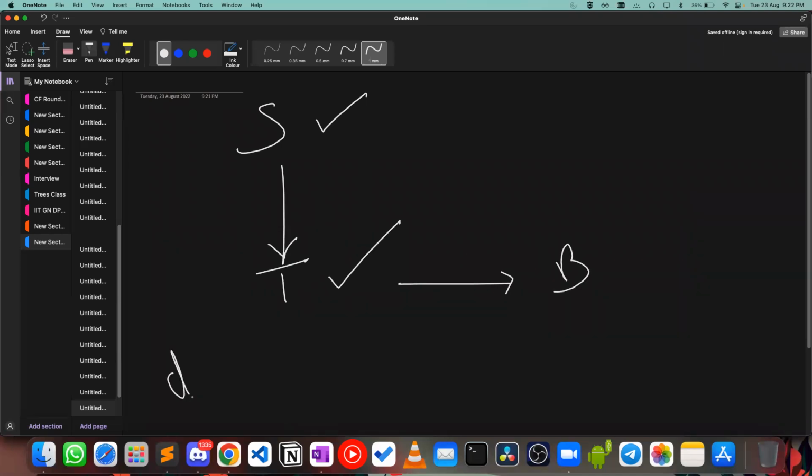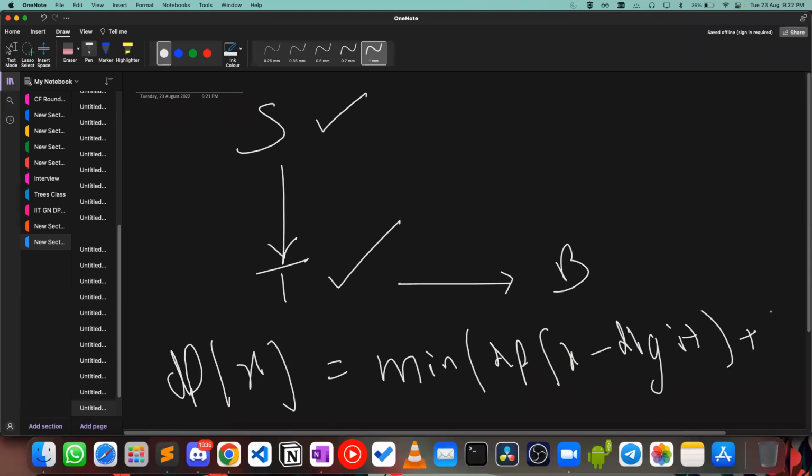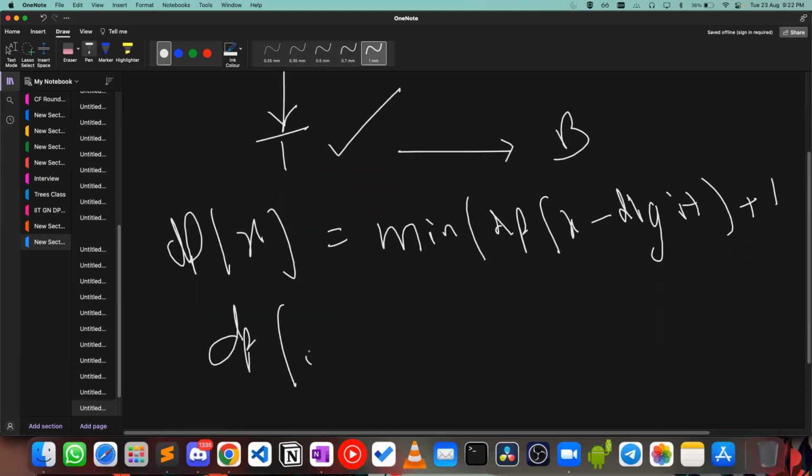Our state was clear. Our dp of x, when I'm saying it is a transition, it is what? Minimum of dp of x minus some digit in x, plus 1, and the digit should not be equal to 0. That's the only condition for this transition to work. What is the base case? Where will this transition not work? dp of 0, exactly. I cannot say that dp of 0 is equal to minimum of dp of 0 minus 0. I cannot say that. That would be absurd.